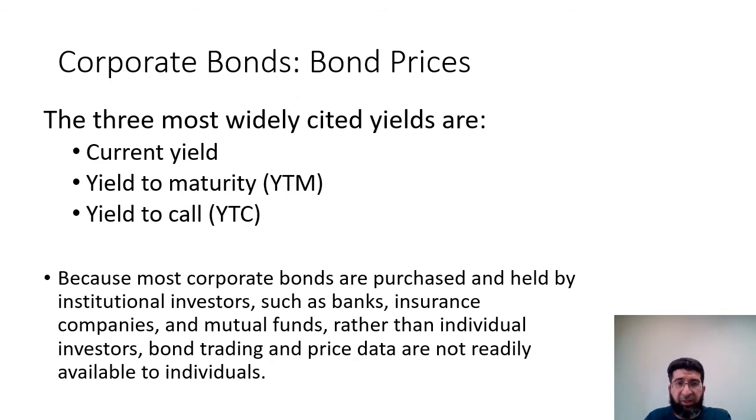Now there are three types of yields very common in bonds: the current yield, yield to maturity, and yield to call. Because most corporate bonds are purchased and held by institutional investors such as banks, insurance companies, and mutual funds, rather than individual investors, bond trading and price data are not readily available to individuals. So when you Google, you will have to go to Yahoo Finance to find the bond yields, but they are not as readily available as stock market data. We'll look into all three yields one after another.